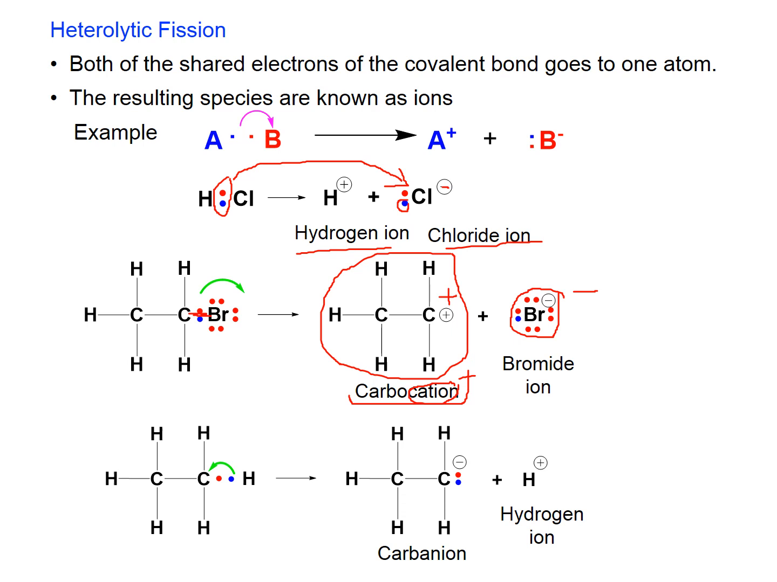For this example, so the carbon will have both of the electrons. Both electrons is being transferred to carbon. So the carbon will have a negative charge, the hydrogen will have a positive charge kat situ. So anything carbon with a negative charge is called a carbanion, whereas for the hydrogen, it lack of electrons, so it will become a hydrogen ion.